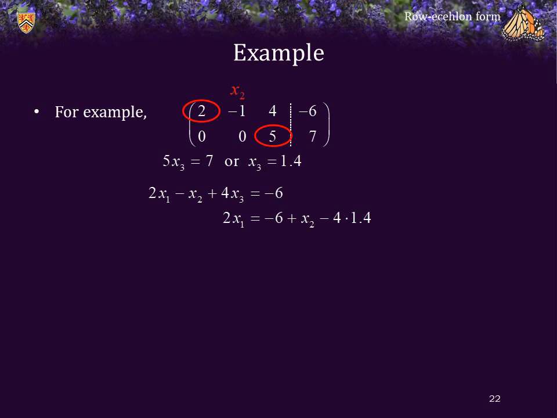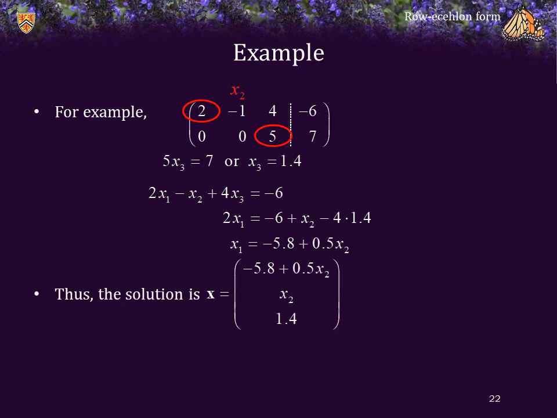Simplifying the right-hand side and dividing both sides by 2 gives us that x1 is equal to -5.8 plus 0.5x2. All right, so our solution vector is this vector here, where x3 is 1.4, x2 is free, and x1 is the value we just found, which is in terms of the free variable x2.